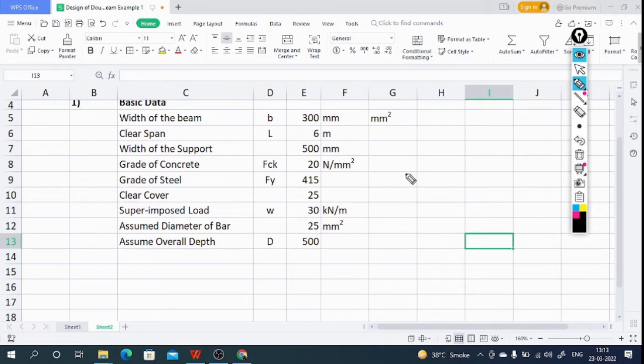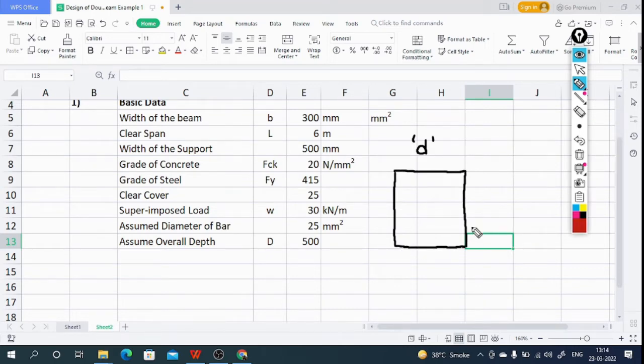Now we will see how to find the effective depth of the beam. Effective depth of the beam is denoted by small d. It's the distance from the top of the beam to the center of the reinforcement. We need to understand the dimension of effective depth in order to understand the formula. After understanding the formula, we have to insert it in one of the cells. So I will show you what the effective depth is.